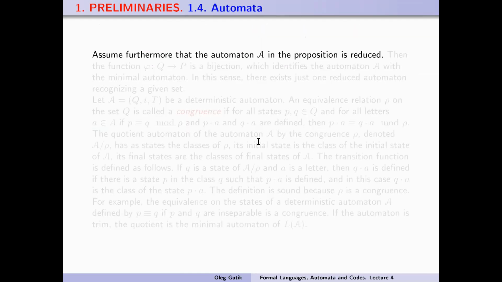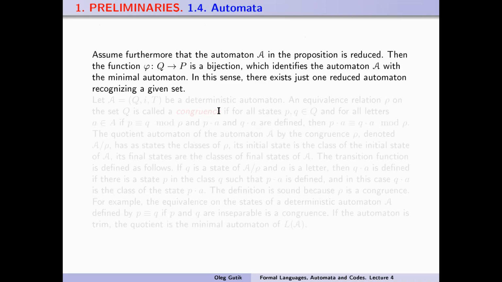Assume furthermore that automaton A in the proposition is reduced. The function phi from Q to P is a bijection which identifies the automaton A with the minimal automaton. In this sense, there exists just one reduced automaton recognizing a given set.